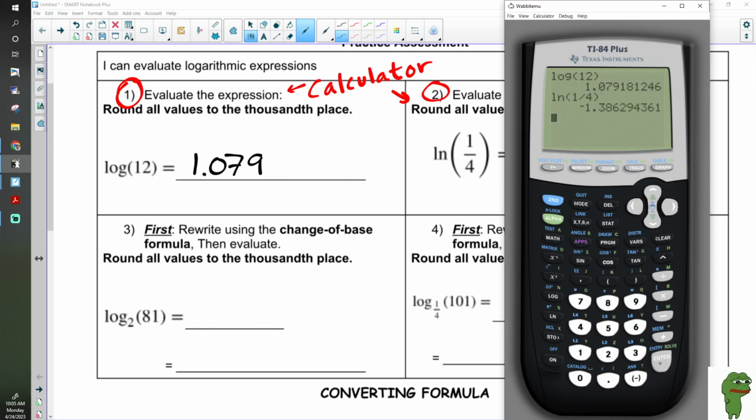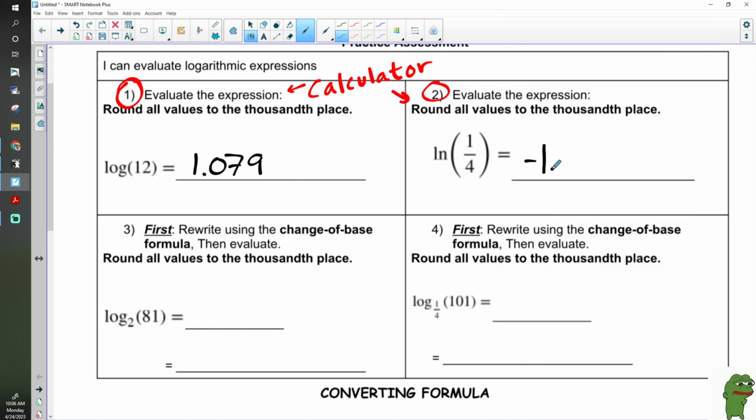And we're going to write down 3 decimal places. Negative 1.386. Yep. Type it in. Yeah, so the ln button, again, is right under the log button. It's kind of next to the 4. And then 1 divided by 4, parenthesis, enter. Negative 1.386. That's it. Done. Those are your first 2 questions.